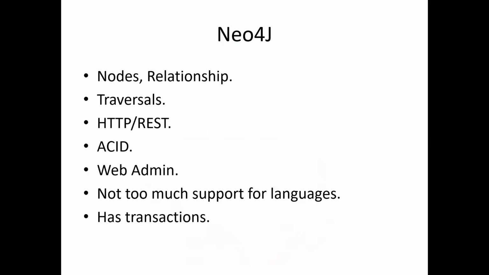Neo4j is one of the very popular graph database systems where nodes and relationships are used. Traversals are there, that is, it may be a breadth first search or a depth first search traversal. HTTP REST APIs are there. ACID properties are there in this. It has a web admin. It does not support too many languages, it only supports C and C++. It has transactions.